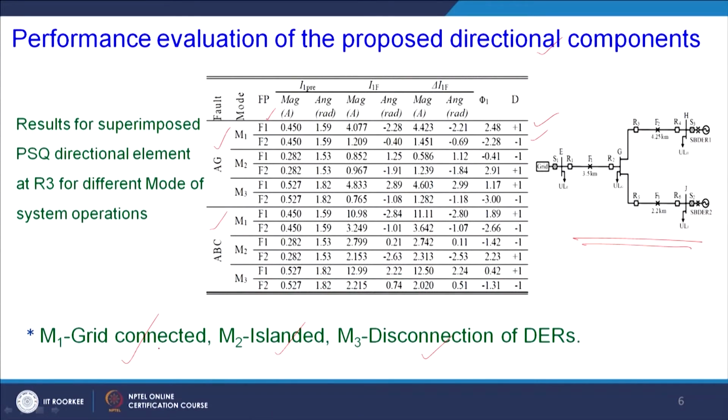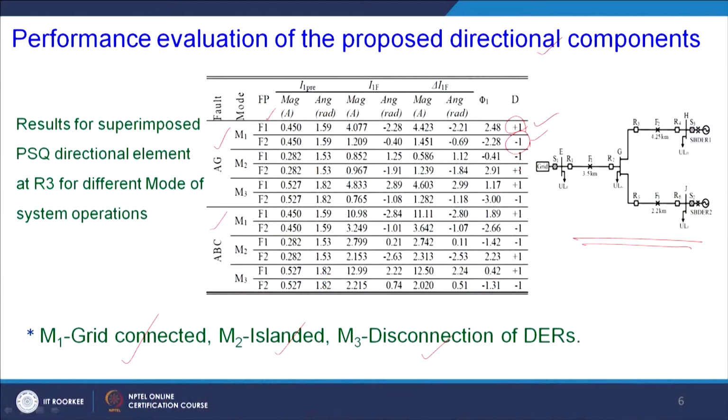Now, for M1, the grid connected mode, and for M2 and M3, in all the cases this directional unit is operating fine. If it is plus, it describes that the fault is behind the relay. If it is -1, then the fault is in front of the relay. These are different situations we have created, and you can also try by yourself by taking the system and the particular data, and the corresponding results can be obtained.